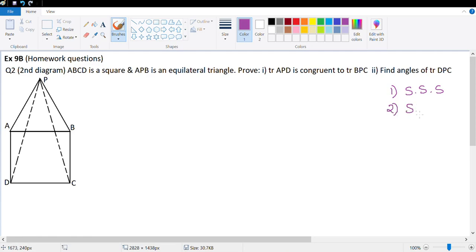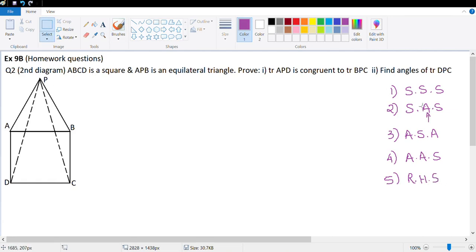Next was side, angle, side, which means two sides of two triangles are equal and the included angle is equal. The next one was angle, side, angle. Two angles are equal and this included side is equal, then the two triangles will be congruent. Point number 4 was angle, angle, side, which means if two angles are equal and the corresponding side is equal, then they are congruent. And the last one is for a right angle, hypotenuse, side, then these two triangles will be congruent.